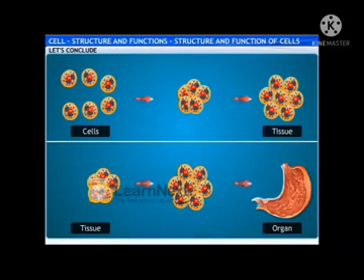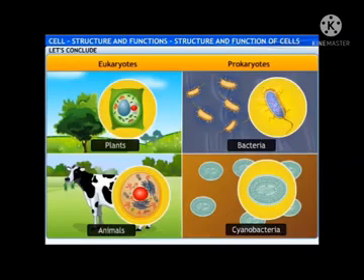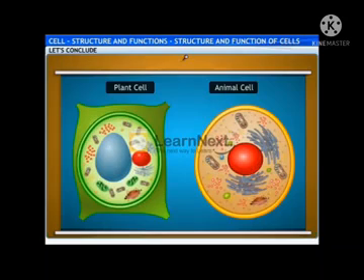Congratulations! You have completed the lesson on cell structure and functions. In this lesson, you have learned to explain the role of cells as basic units of tissues and organs, identify the parts of a plant cell and its functions, differentiate between prokaryotic and eukaryotic cells, and compare plant and animal cells.